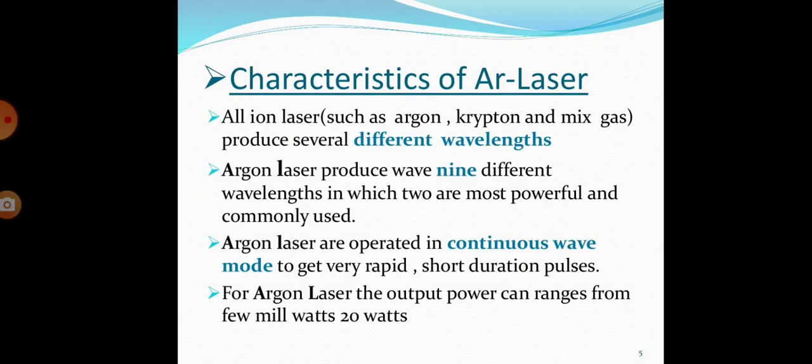Characteristics of argon laser. All ion lasers produce different wavelengths. Argon laser produces 9 different wavelengths, in which 2 are most powerful and commonly used. Argon lasers are operated in continuous wave mode to get very rapid short duration pulses. For argon laser, the output power can range from a few milliwatts to 20 watts.